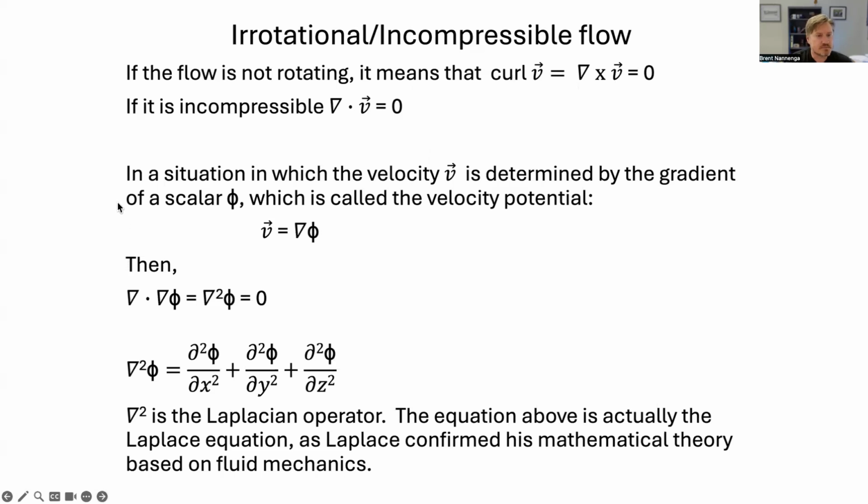Now, when the velocity is determined by the gradient of a scalar, in this case phi, which is called the velocity potential, we would just have the del operator of that gradient, which would give us the velocity profile. So if you do del dot del phi, you just end up with this del squared here, which is also called the Laplacian operator, and that's really important. We're going to see this a lot today.